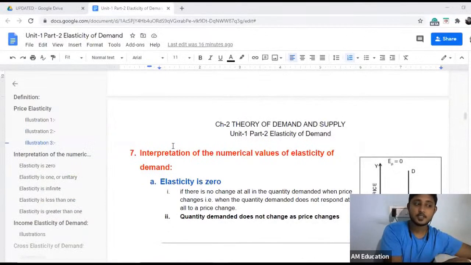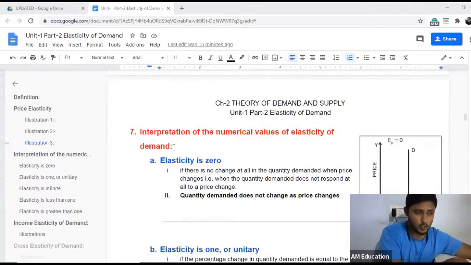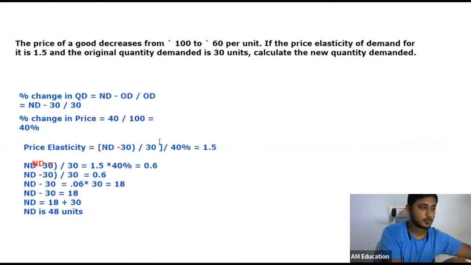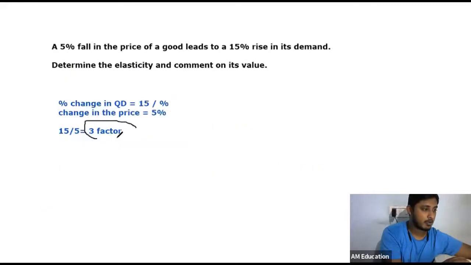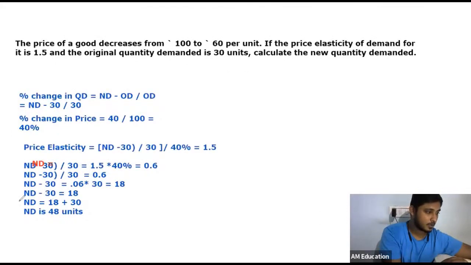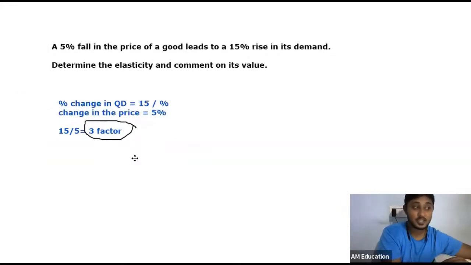Okay, so the next concept is interpretation of these numerical values. When we are doing all these sums, this sum, or this sum, 1.5 here, or 3 here, and here it is 48 units. This is 3, right? So the result is 3.